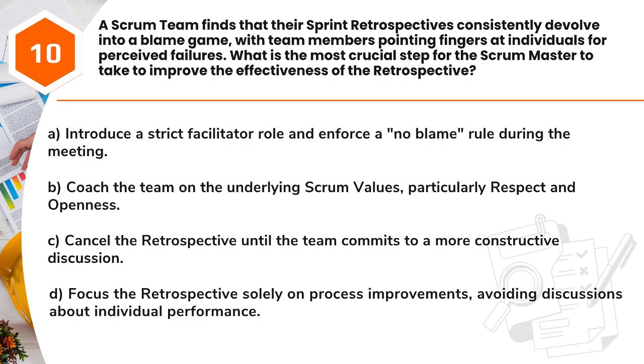A. Introduce a strict facilitator role and enforce a no-blame rule during the meeting. B. Coach the team on the underlying Scrum values, particularly respect and openness. C. Cancel the retrospective until the team commits to a more constructive discussion. D. Focus the retrospective solely on process improvements, avoiding discussions about individual performance.